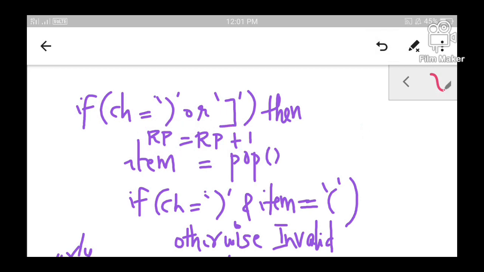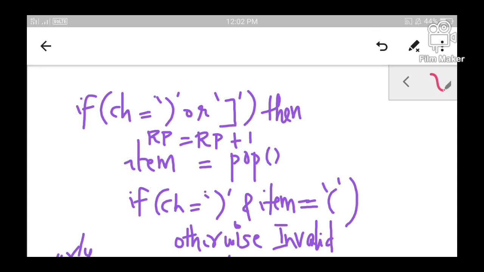Okay, now what? Once RP is incremented, we have to do a pop operation. Whenever we do a pop operation, the topmost element from the stack is removed, and the removed element is stored in the variable item. So I repeat, if you encounter a right parenthesis, then increment RP by 1 and remove the topmost element from the stack, and the removed element should be stored in the variable item.